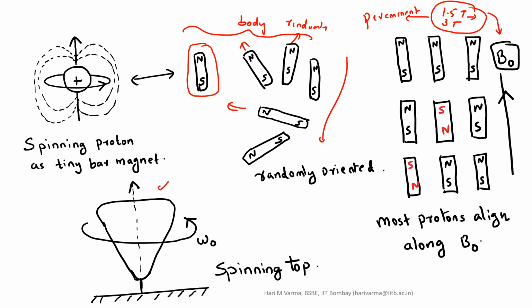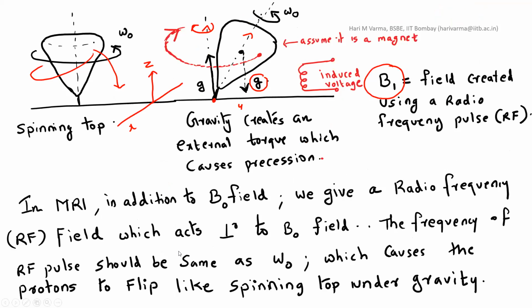So it is just rotating on its axis. Now what happens? It is rotating at a given angular velocity omega 0. Now, suppose after some time, because the gravity is acting on it, it will try to topple, right? So what happens here? You can see that there is a reaction force.